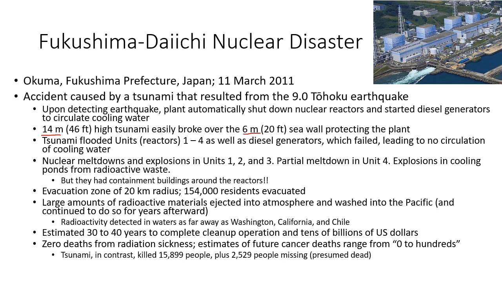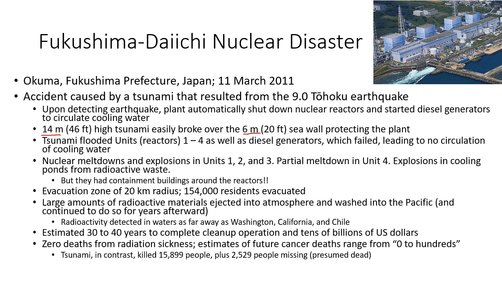There were explosions in cooling ponds as well, because the nuclear waste has to be continually circulating water around it, and that stopped as well, so you had some explosions in the cooling ponds. But those reactors had containment buildings, and that contained much of the atmospheric radiation, or radiation that would have gone into the air, but it didn't do anything to contain the radiation that went out into the ocean. There was an evacuation zone of 20 kilometers radius, and 154,000 residents were evacuated.